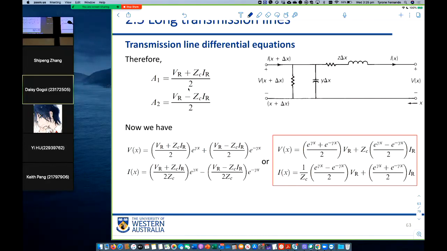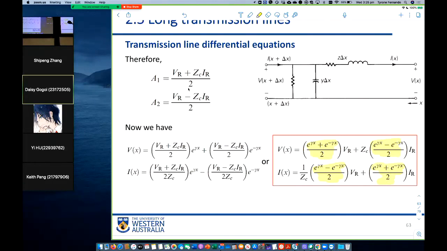Now, in those expressions, we can group the VR terms and the IR terms. Instead of grouping the exponentials, we can group the VR and the IR terms. If you group the VR and IR terms, then we end up with this expression. Simple manipulation. There's nothing there.